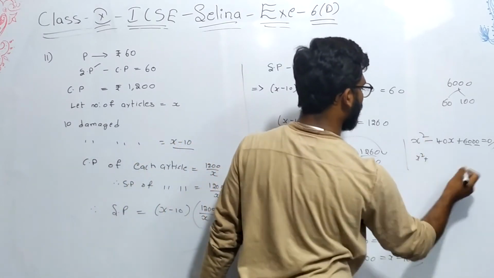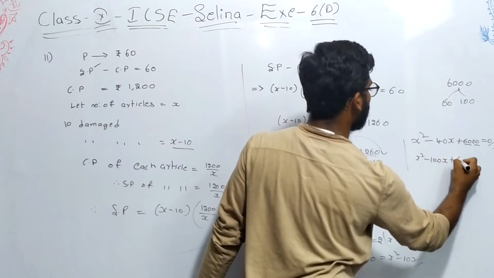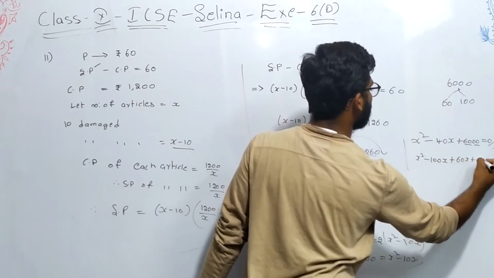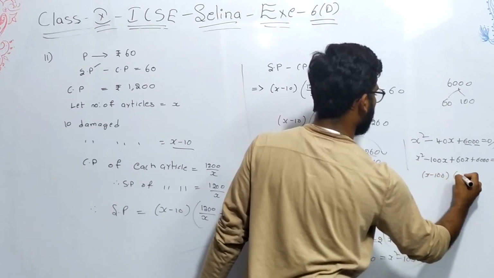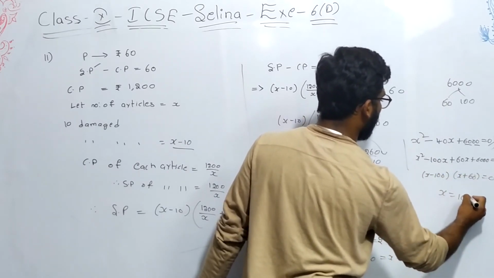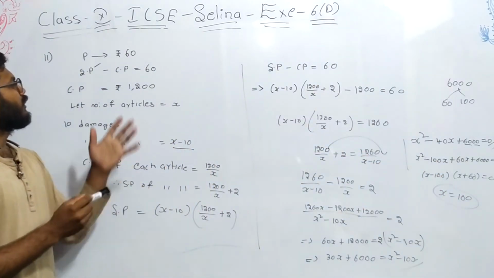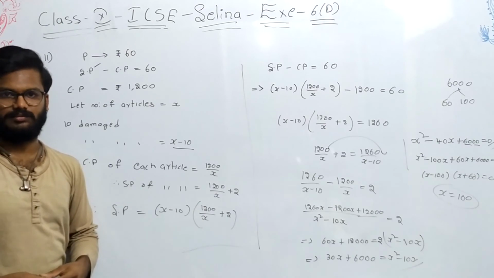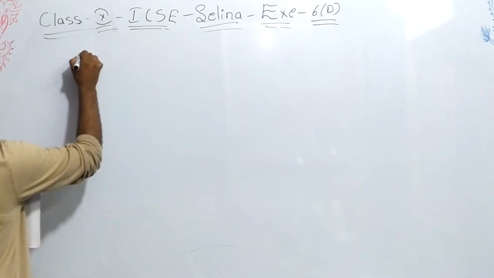It is minus 40. So x square minus 100x plus 60x plus 6000 is equal to 0. So x minus 100 into x plus 60 is equal to 0. We will get x is equal to 100. Clear? Therefore, there are 100 articles. Last problem in this exercise, the 12th one.